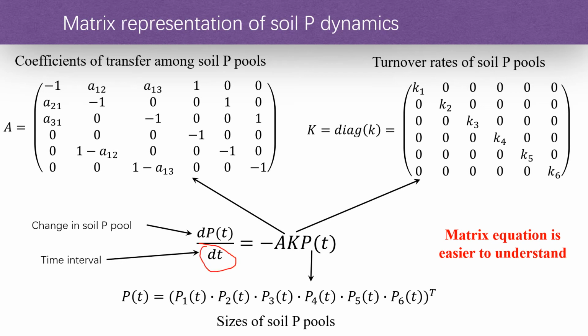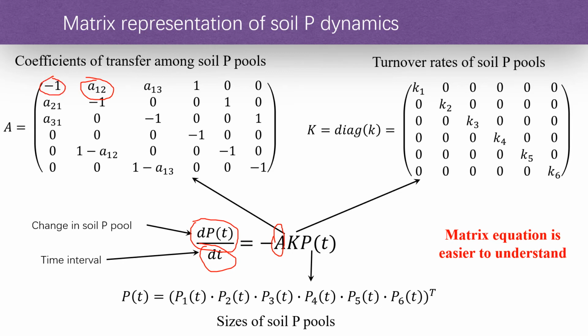indicates time interval or time step, which is day in our model. dPt is the change in soil phosphorus pool. In other words, it's the difference in soil pool size between 2 times. A is the coefficient matrix, which describes the transfer rate of phosphorus among soil phosphorus pools. For example, A12 indicates the transfer coefficient of phosphorus from pool 2 to pool 1.